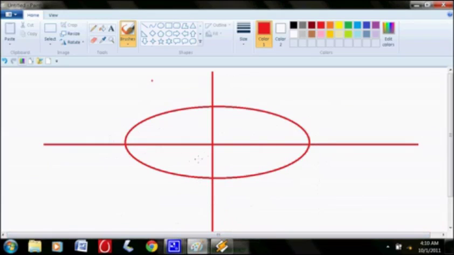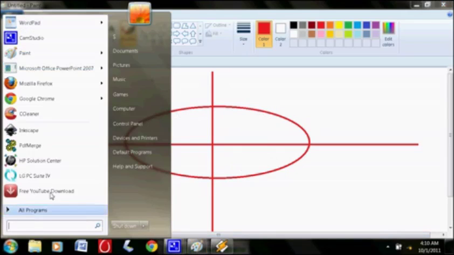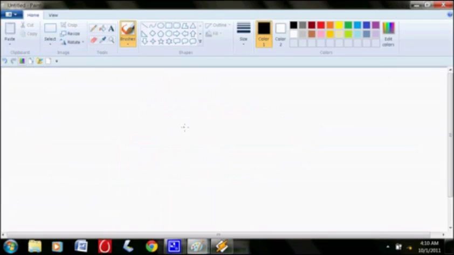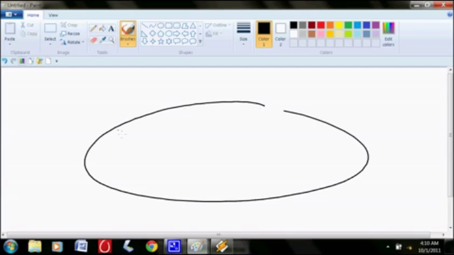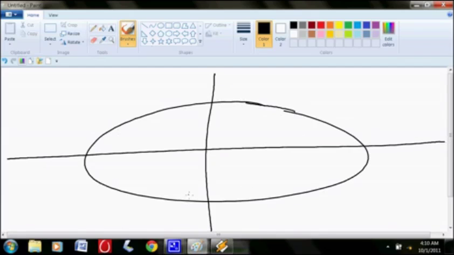A typical ellipse looks like this. This I have drawn using the tool, so it's not very much looking like the ellipse that is there in a book. If I draw an ellipse freehand, somewhat it will be looking like this.